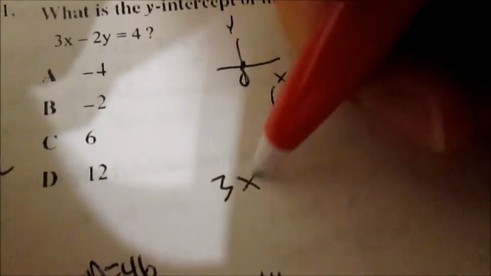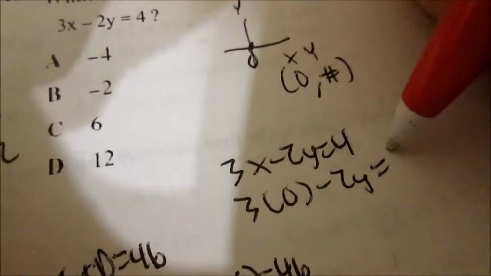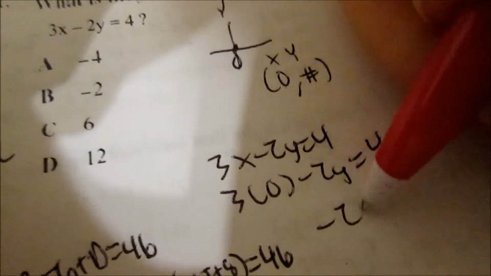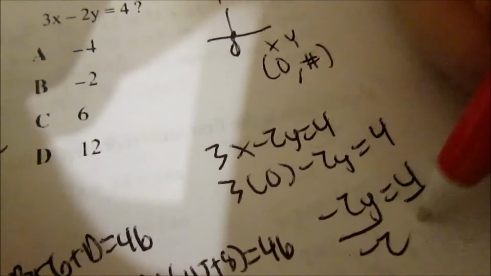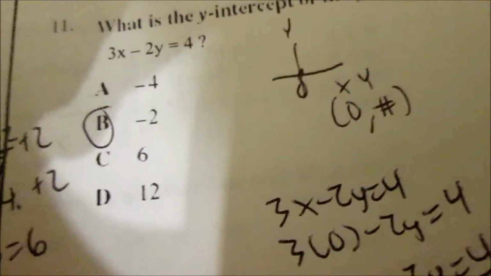So if I know x is 0, that means in the equation that is given to me, I can put 0 in place of x and then just solve for y. 3 times 0 is 0. So that just leaves minus 2y behind, and it's equal to 4. Divide by negative 2. y equals negative 2. That's your y-intercept, B, negative 2.